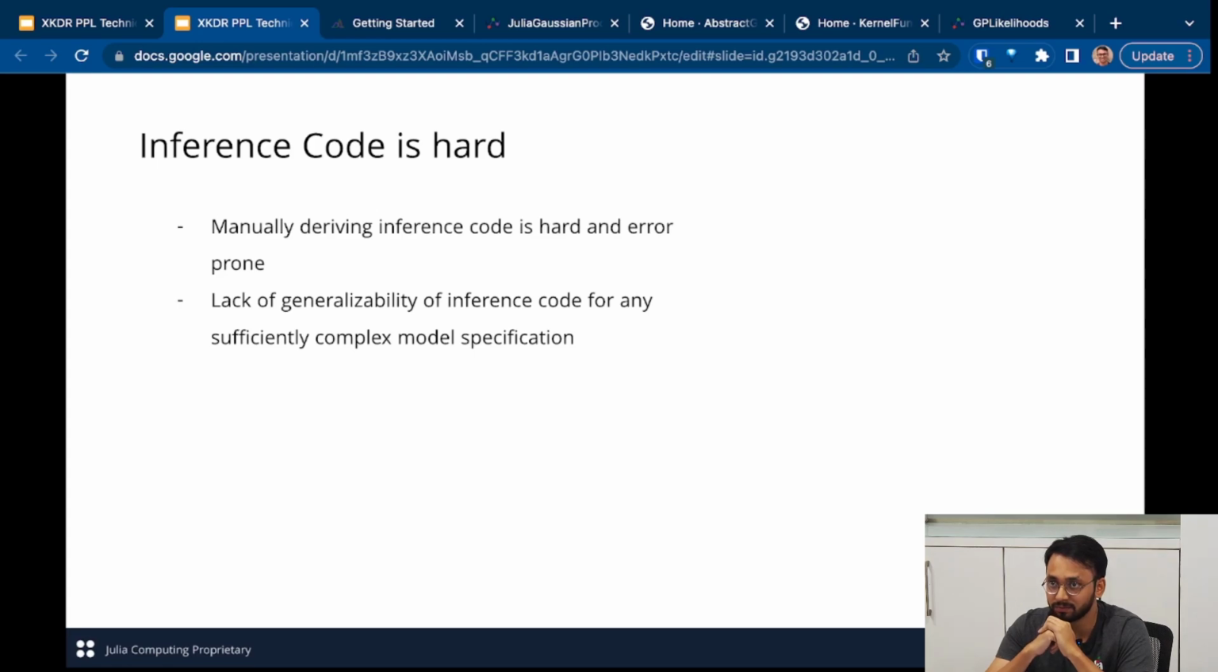So the main problem which probabilistic programming tries to solve is inference. Inference, if you try to hand derive it, is very hard and error prone, and even a simple linear regression which we saw earlier could take half a page to 1 page of mathematical derivations, and you'll end up making errors sooner or later. And the role of probabilistic programming here is to automate that procedure and give a generalizable way to produce inference code for a given probabilistic model.